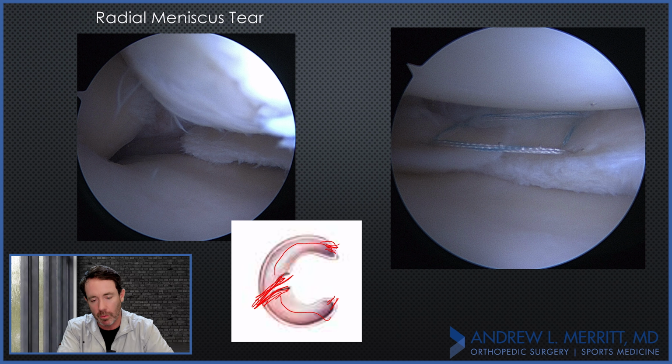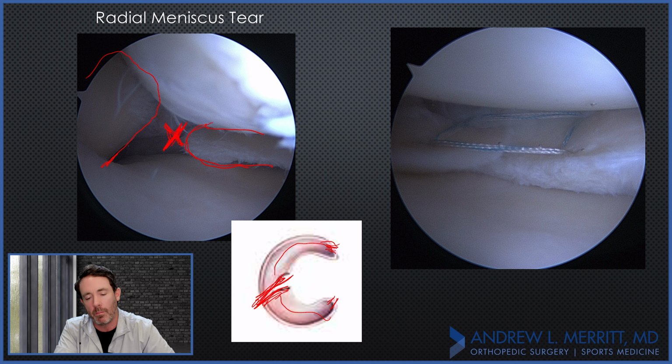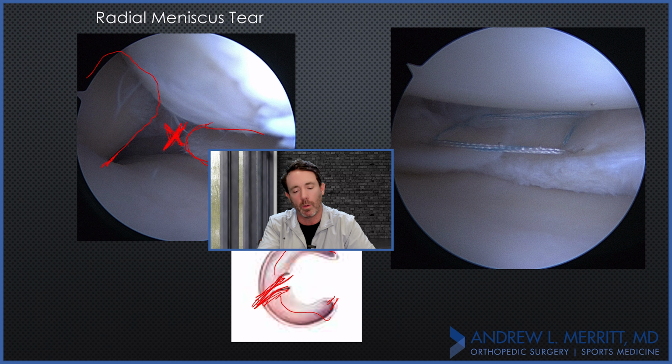So what we can see when we look in the back of the meniscus is here's the end, or the back of the knee. Here's the end of one side of the meniscus, and here's the part that's attached down to the bone going up this way, and it's split all the way through. These are very, very difficult tears because a lot of the tear is in the red, white, or white, white zone.